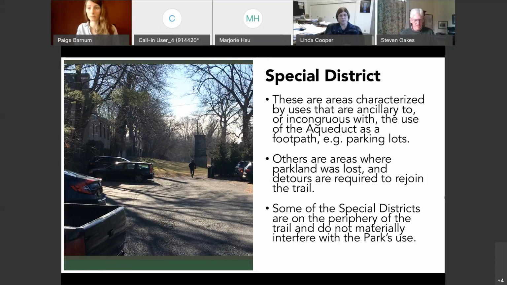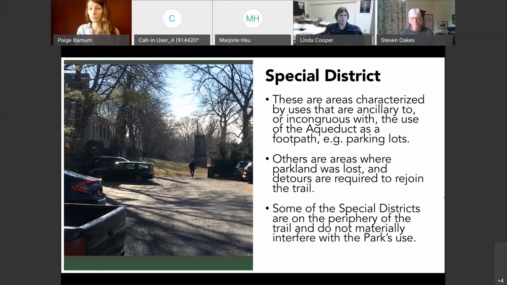Some of these special districts parking lots are on the periphery of the trail. They don't really impact it that much. We've got a fair number of those in Yonkers. There'll be an apartment building that might use 20 feet out of the 66 feet for a parking lot. Half the time, I don't think patrons are even aware that that is an incursion on state land.